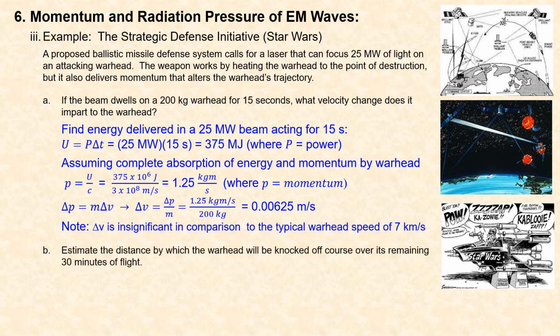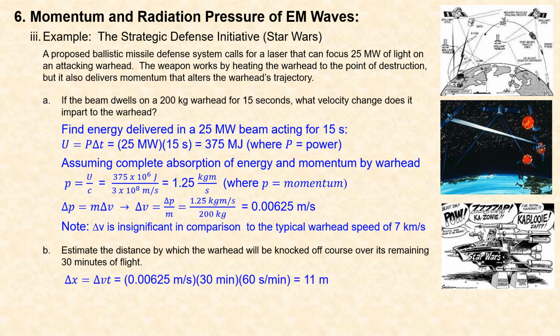It says estimate the distance by which the warhead would be knocked off course over its remaining 30 minutes of flight. So this is assuming that we could actually hit that warhead with a laser 30 minutes before it ever reached the continental United States, before it ever reached the mainland. That too is a big assumption. And don't forget the fact that at the time, the Soviet Union was in possession of thousands of warheads. Their stockpile was in the order of tens of thousands of warheads.